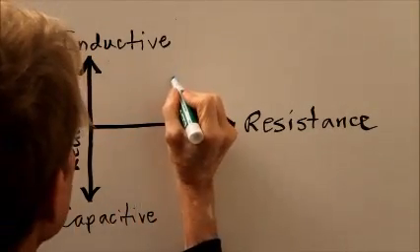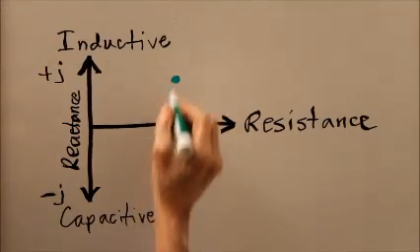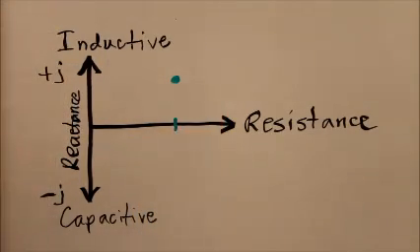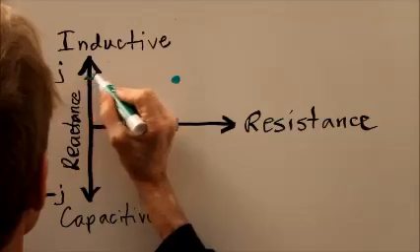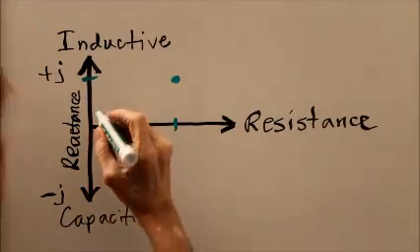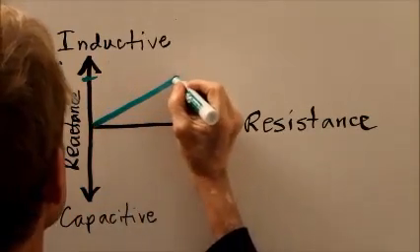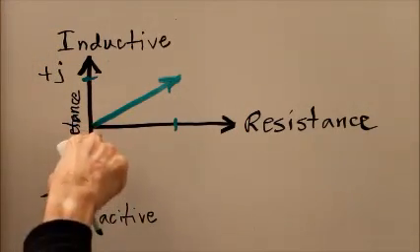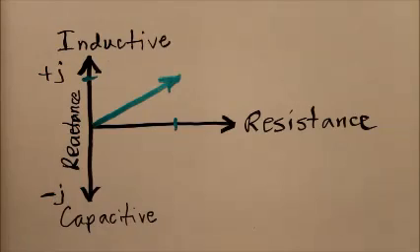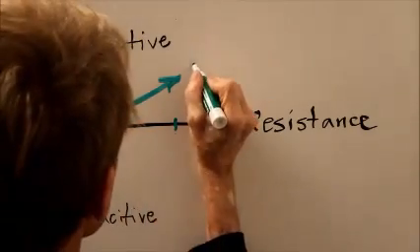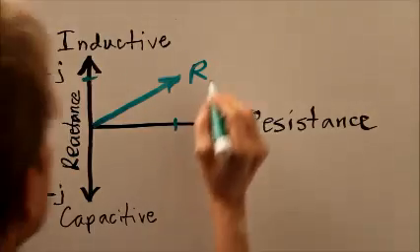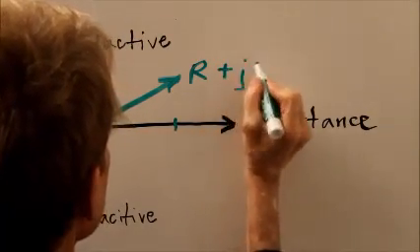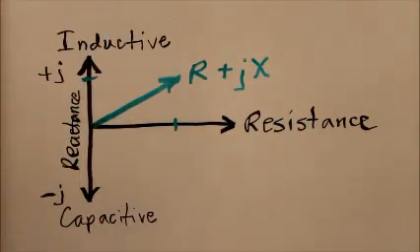So we might have a point here indicating a certain number of ohms of resistance, a certain number of positive imaginary ohms of reactance. That would be inductive reactance, and we can draw a vector from the origin out to that point, calling the resistance R and the imaginary reactance Jx, where x is a positive real number in this case.